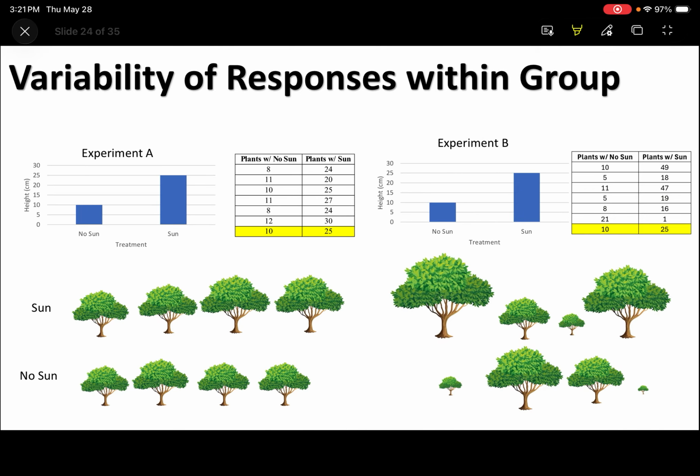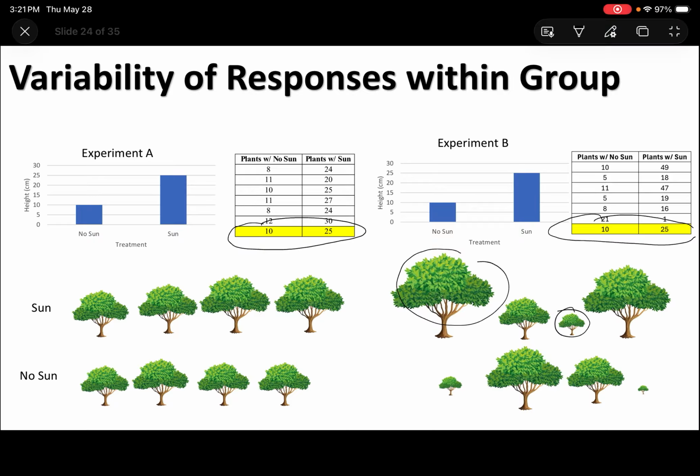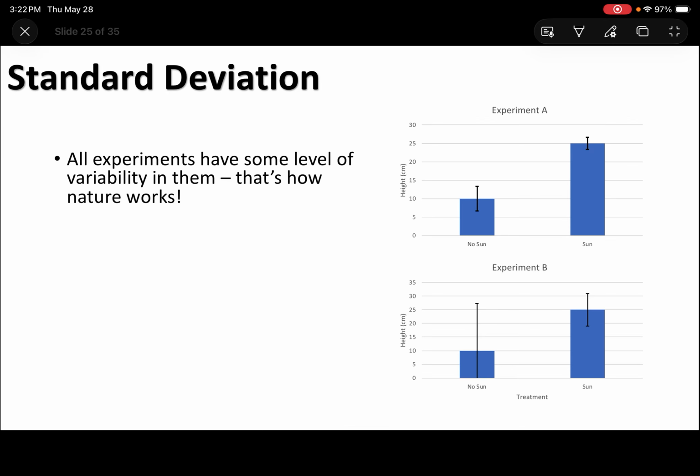The averages are the same between these 2 experiments. So my conclusion in general would probably be the same. The sun is gonna make them grow taller. But you can tell, in this experiment, all my suns were about the same size, all my no suns were about the same size. However, the second time I did the experiment, some got really big, some were really small. They still averaged out to the same number, but my graphs aren't showing the variability that was present in the experiment. And so in order to show variability within an experiment, we use something called standard deviation.